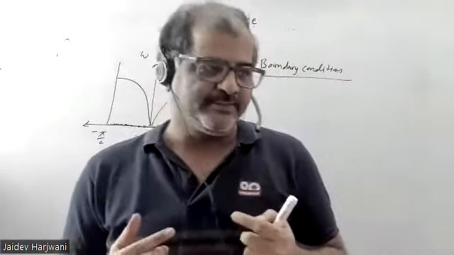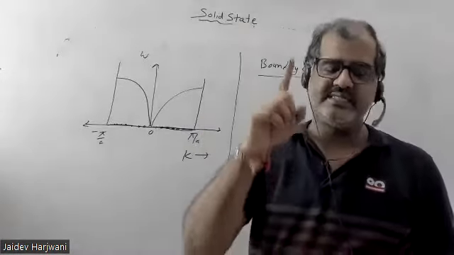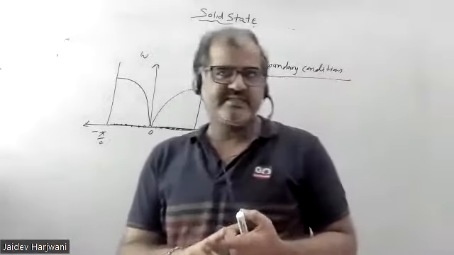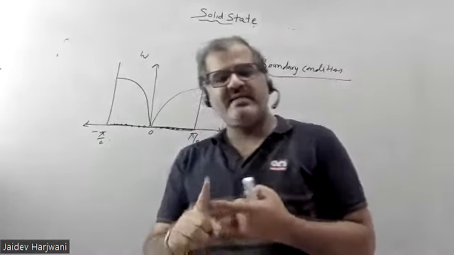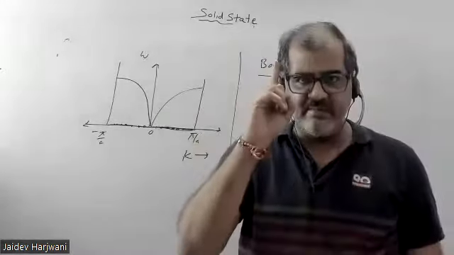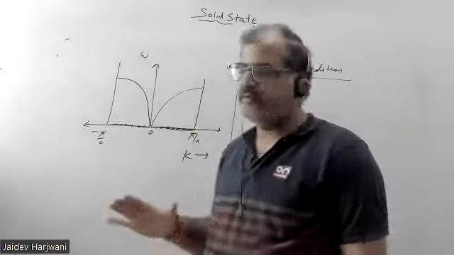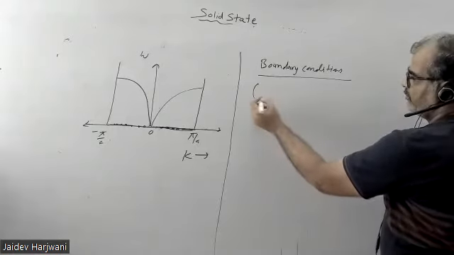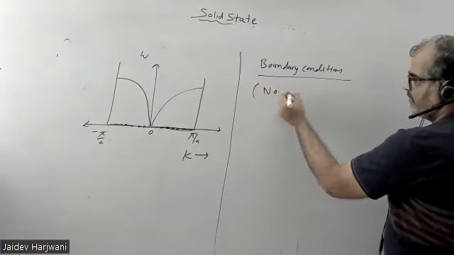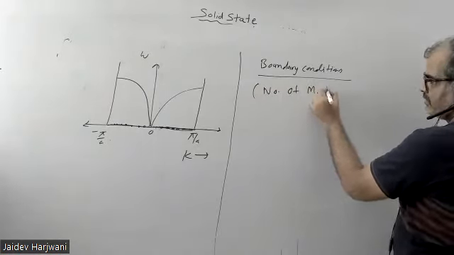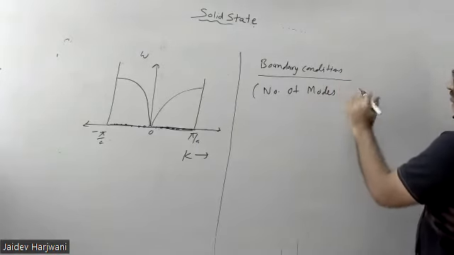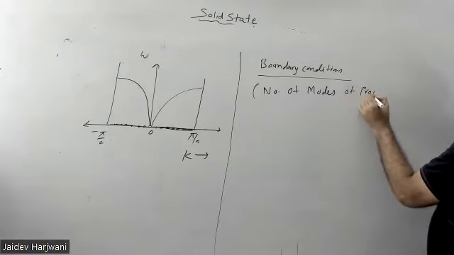Are you getting my point? Each wavelength is one mode. Each wavelength is related to K, that means each K is a mode. So now I want to calculate, by applying boundary conditions, the number of modes of propagation.